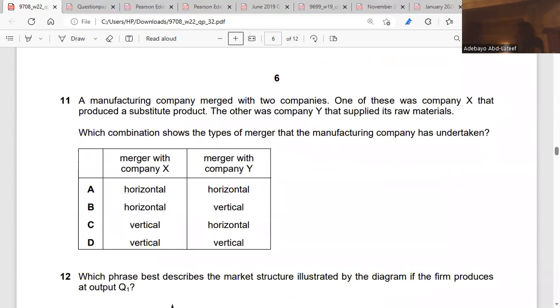Question 11. They said a manufacturing company merged with two companies. One of these was company X that produces a substitute product. That is horizontal integration. And the other was company Y that supplied its raw material. That is vertical, backward integration. So the answer is B. Though they didn't talk about backward or forward here, it is vertical and horizontal. So it is B. Clear?